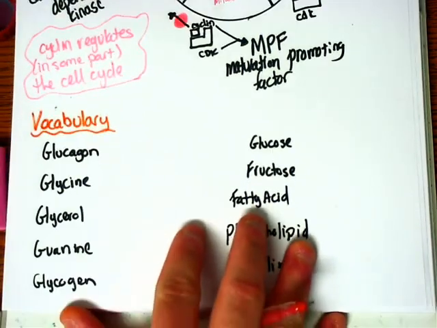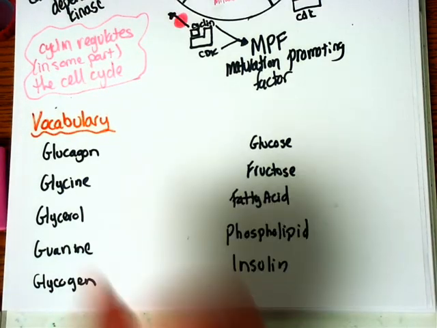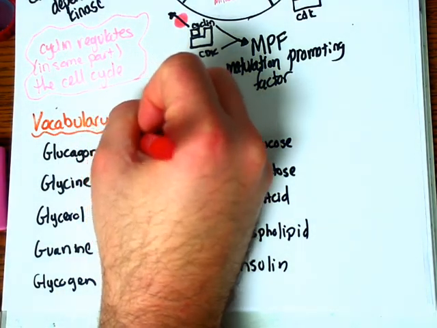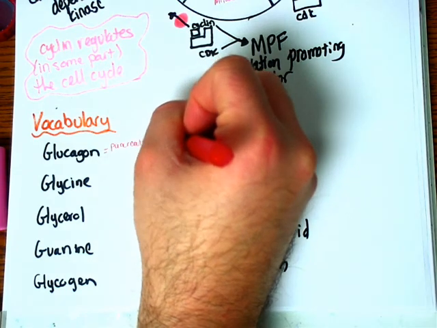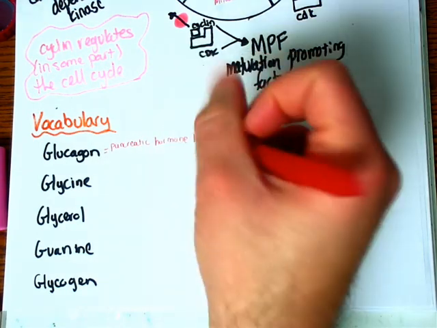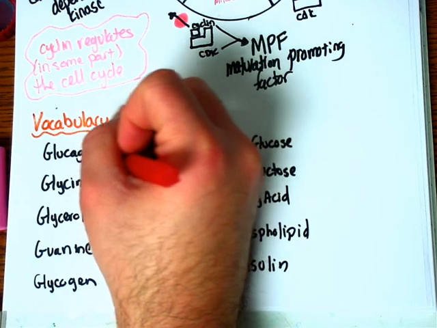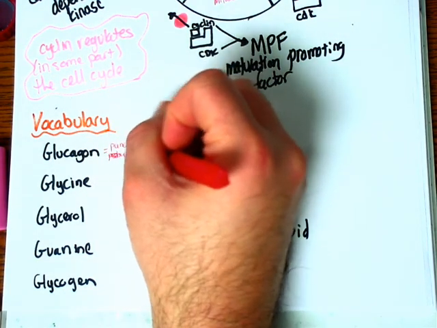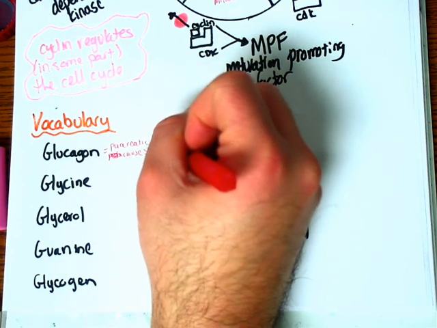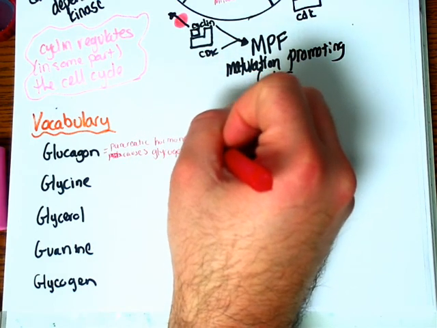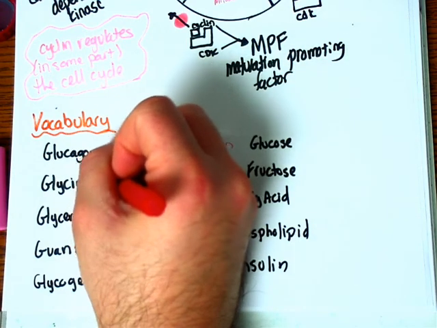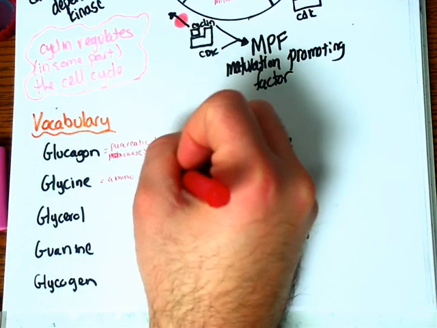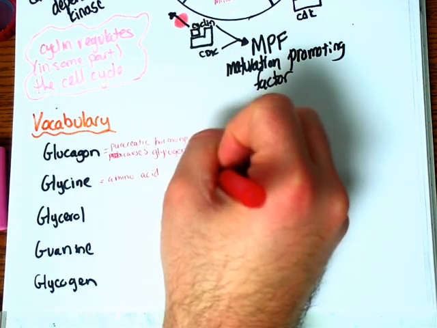So some of these are just vocab words that I want to go through. It seems pretty random that I choose them, but it's all good. Glucagon is going to be a pancreatic hormone that puts away, I'm sorry, doesn't put away, that causes or stimulates glycogen breakdown. Glycine is just an amino acid, probably actually the simplest one. It's a simple amino acid for sure.